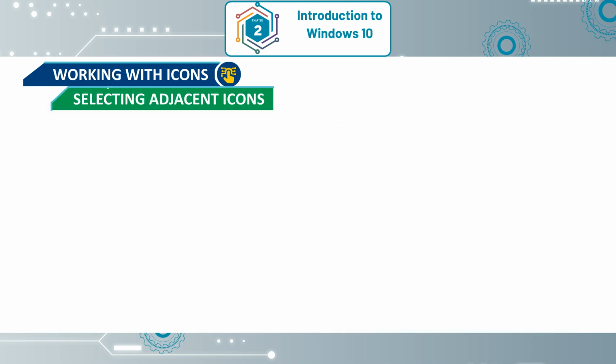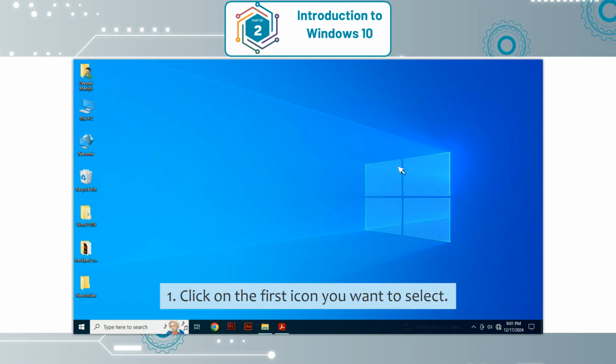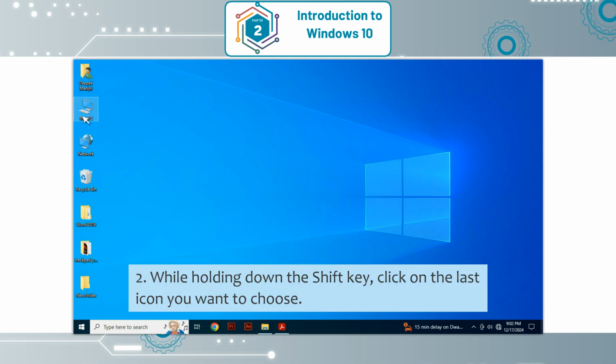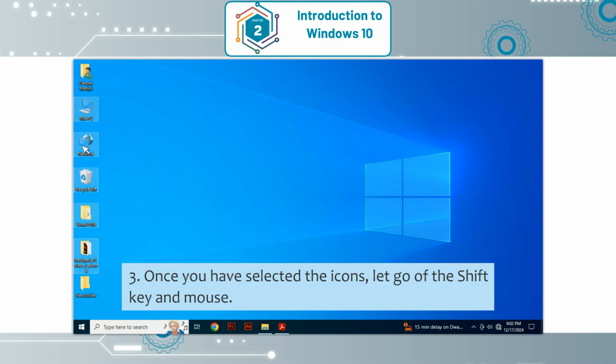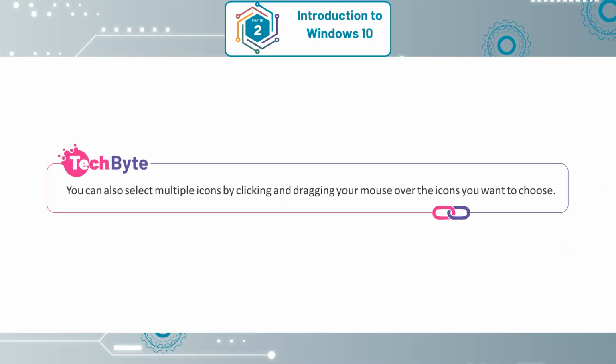Selecting adjacent icons. To select multiple adjacent icons, 1. Click on the first icon you want to select. 2. While holding down the Shift key, click on the last icon you want to choose. 3. Once you have selected the icons, let go of the Shift key and mouse. All the adjacent icons that fall between the first and the last icons will be selected. Tech Byte: you can also select multiple icons by clicking and dragging your mouse over the icons you want to choose.